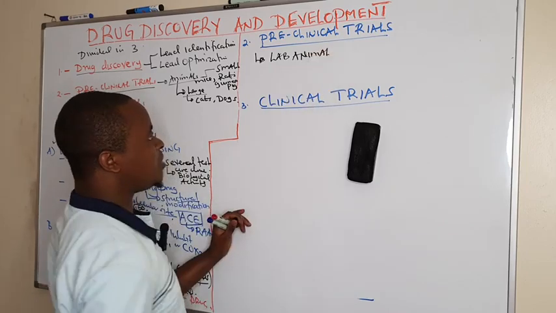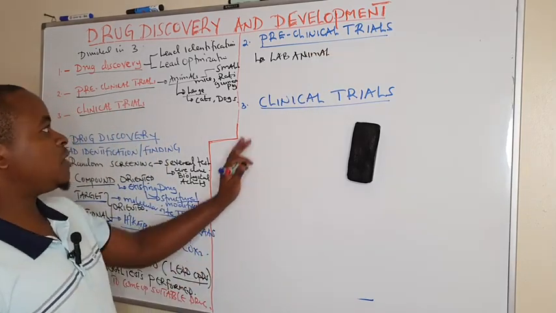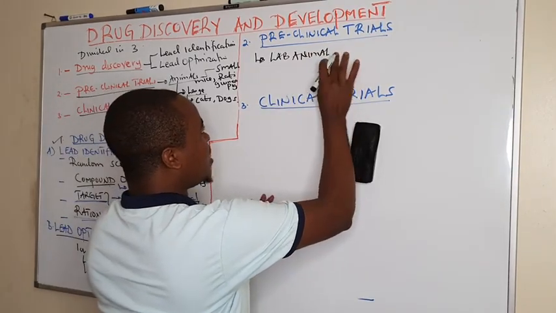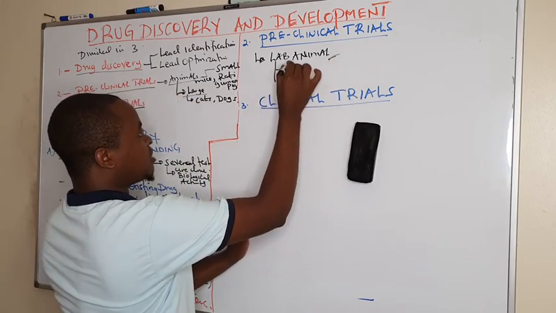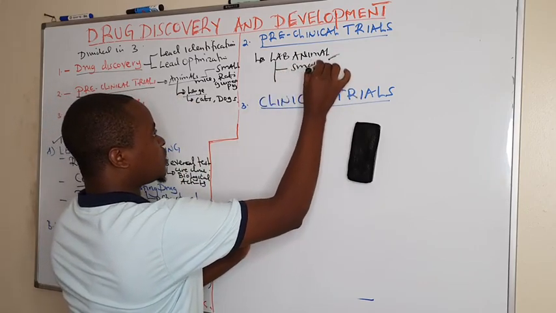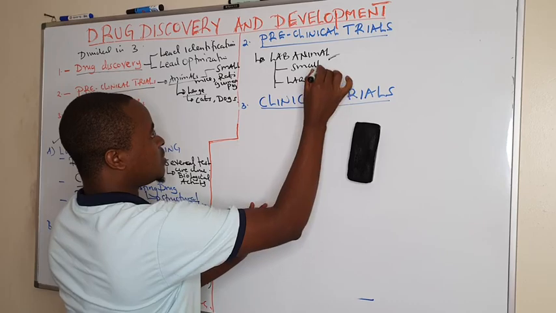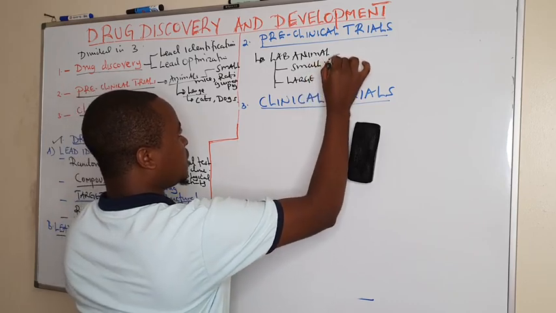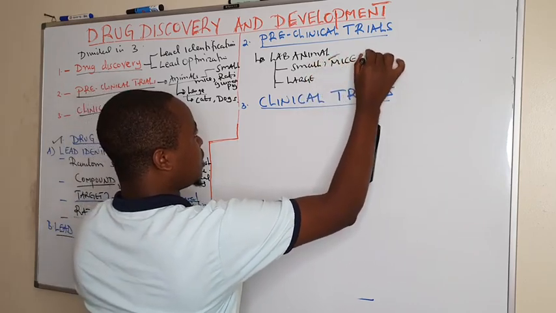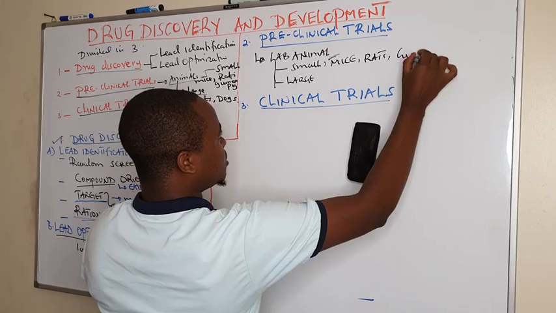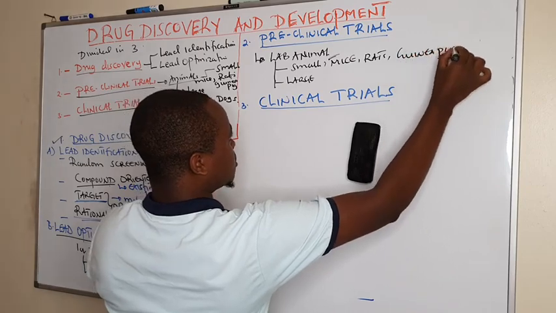We don't use a human being to experiment, but we use lab animals, and we are going to see we shall use different types of animals. We normally begin with small and we end up with large animals, whereby the small animals used include mice, rats, and guinea pigs.